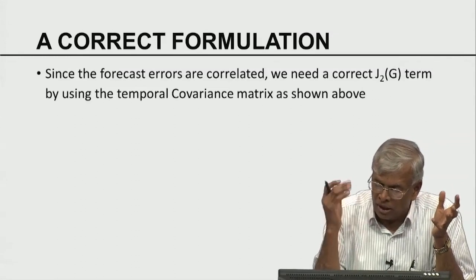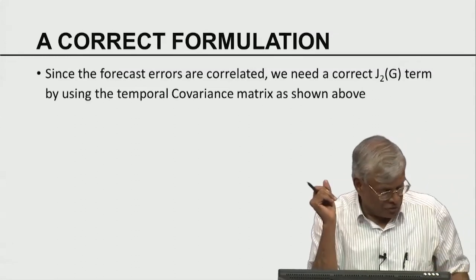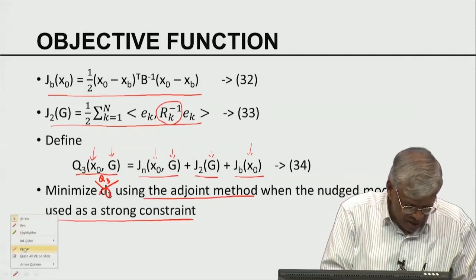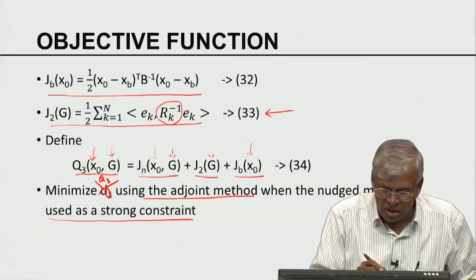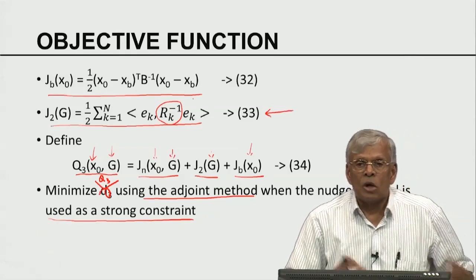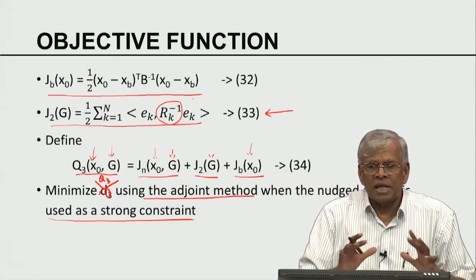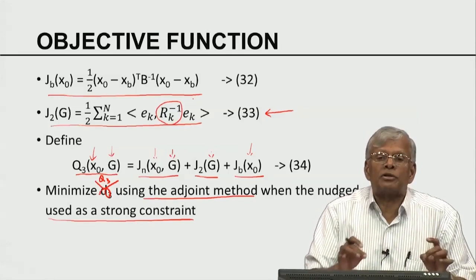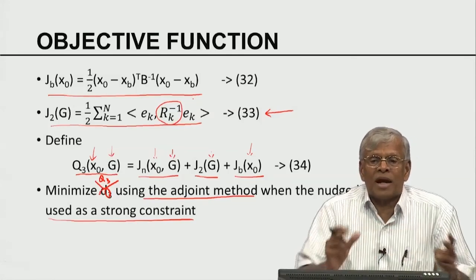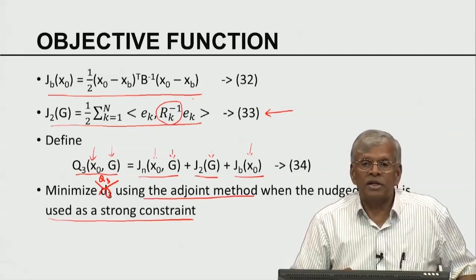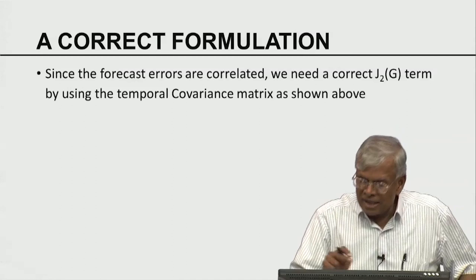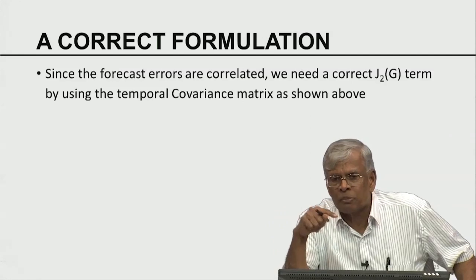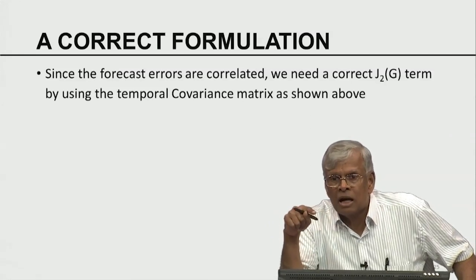Since the forecast errors are correlated, we need to correct J to G. Please understand, we need to be able to correct J to G. J to G is given by 33. So this is what we talked about, the use of RK inverse. All the other terms are kosher. The only term that doesn't fit the bill is 33, because it relates to the total weighted sum of squared errors. The weighting is not appropriate. The weighting is incorrect. So we can again correct the weight function by appropriately computing the serial correlation.